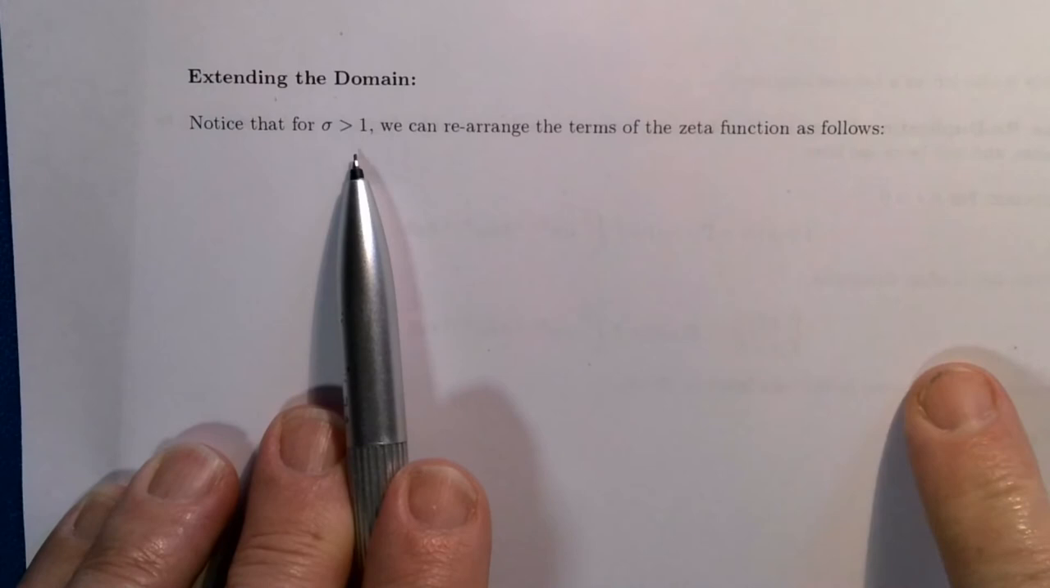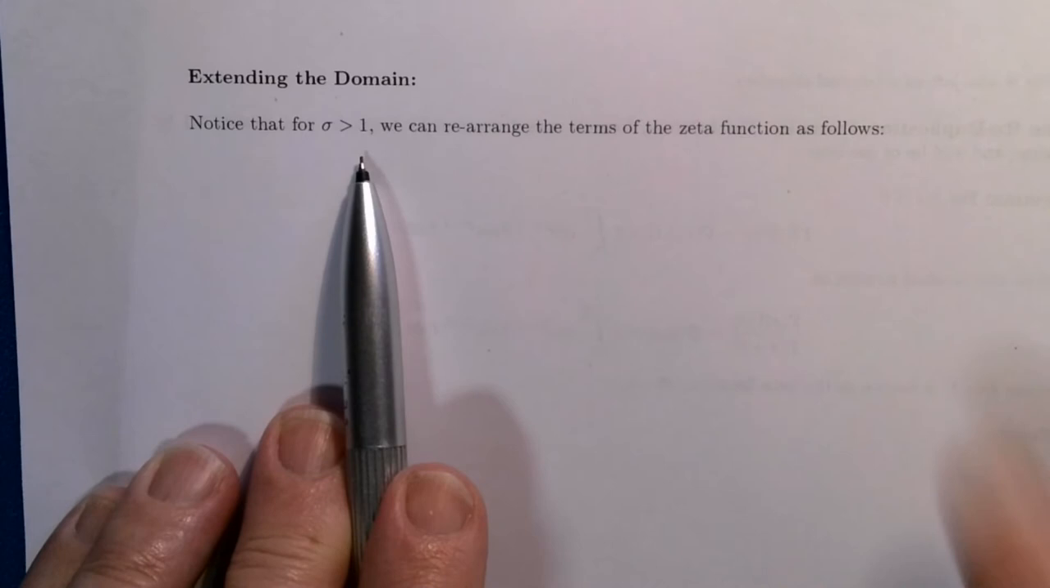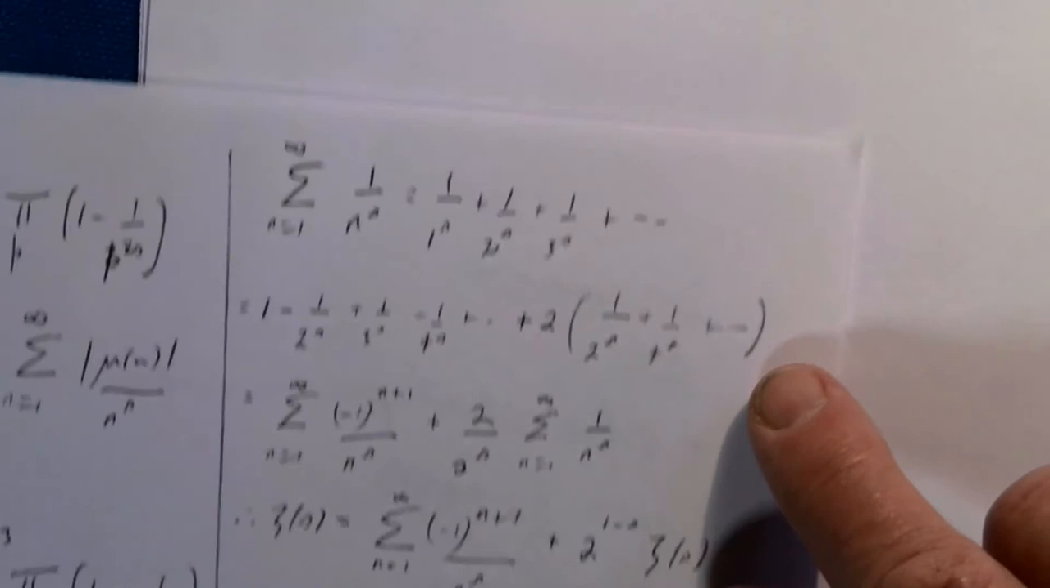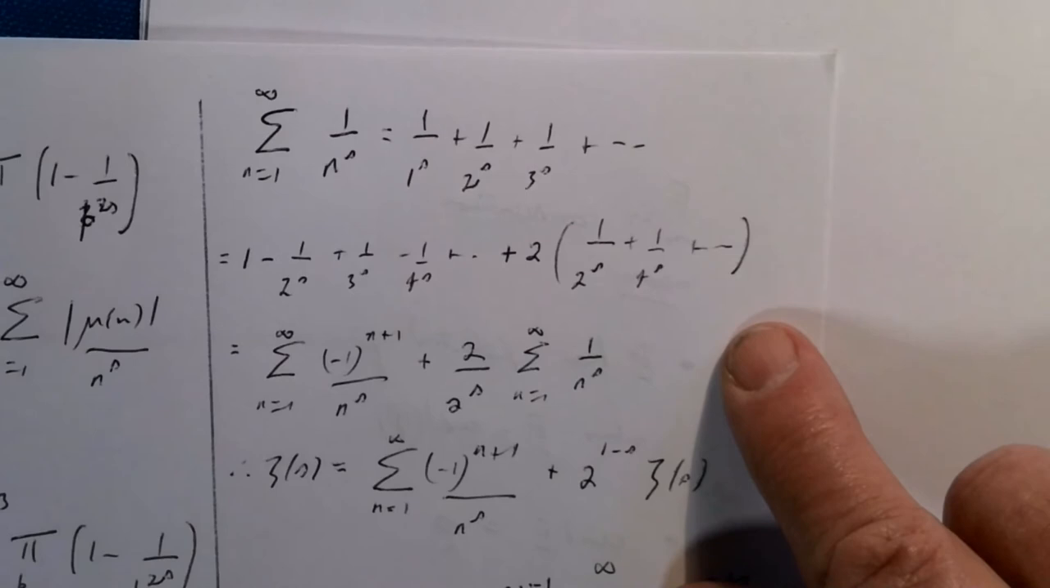and that means we can do whatever we like to the terms of the series without any problem, because it converges uniformly for sigma bigger than 1. So this is what we do. I start off with the zeta function, and I'm just going to write the terms out. And we just start to play with this. We just start to fiddle around a bit.